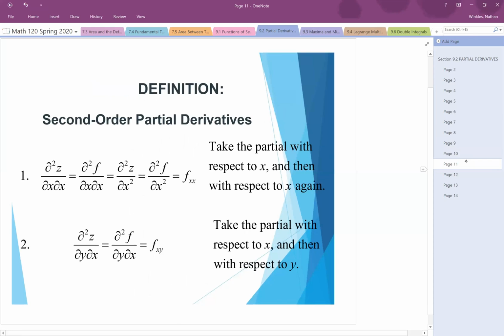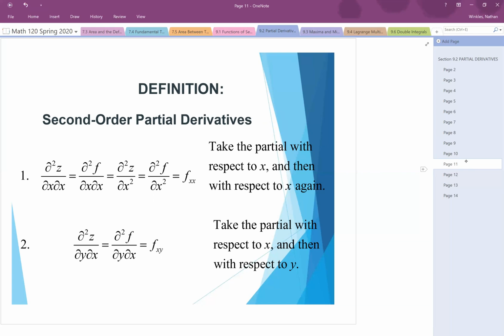Now, just like before, we can have second order or higher order partial derivatives. So by doing that, d2z over dx dx means the second derivative of our function f over dx dx, or d2z over dx squared is d2f over dx squared, which is the same as f sub xx. So all this is really telling us is take the partial with respect to x and then take the partial with respect to x again.